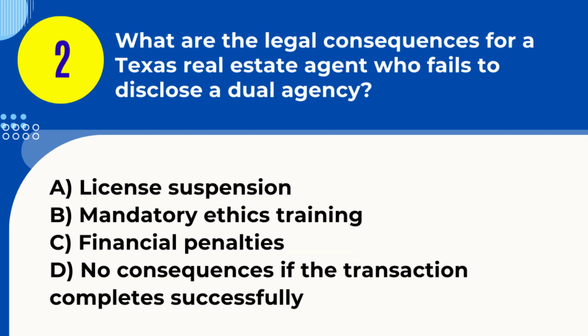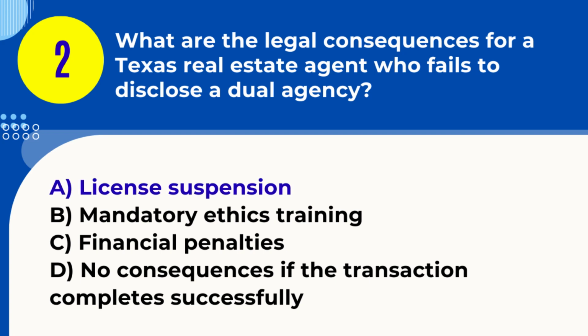Question 2. What are the legal consequences for a Texas real estate agent who fails to disclose a dual agency? A. License suspension. B. Mandatory ethics training. C. Financial penalties. D. No consequences if the transaction completes successfully.